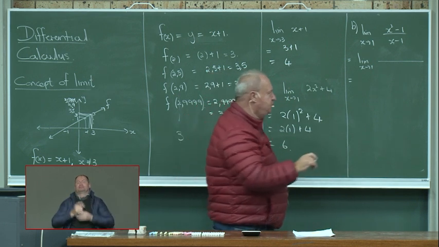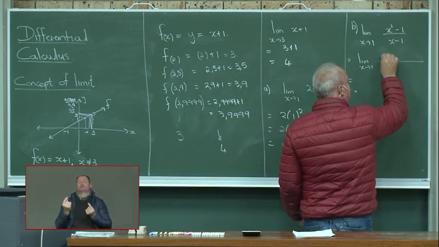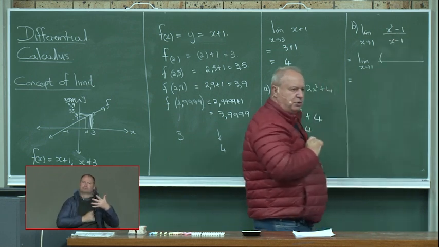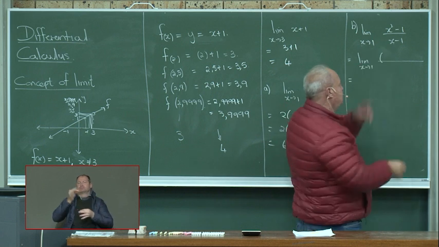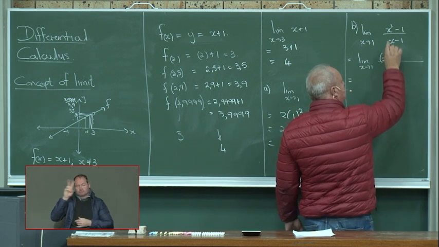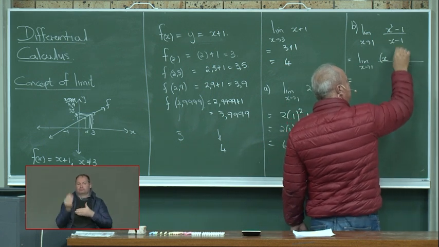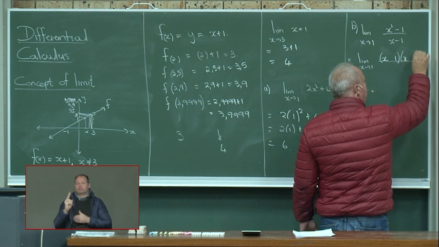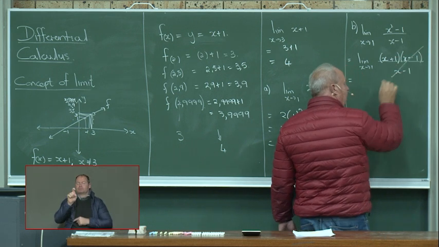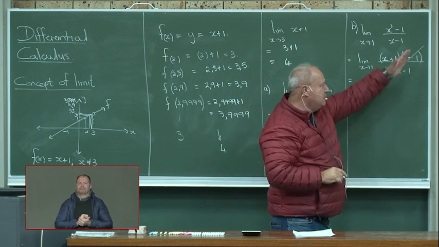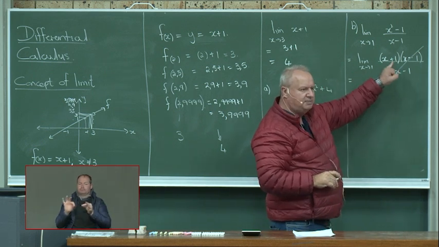So what must I first do? I must first factorize. This here is the difference of 2 squares. When is it the difference of 2 squares? If I can find the square root of the first term, the square root of x squared is x, the square root of the second term is 1. I repeat the terms, divided by x minus 1. Now, I factorize, I simplify, now I can substitute.